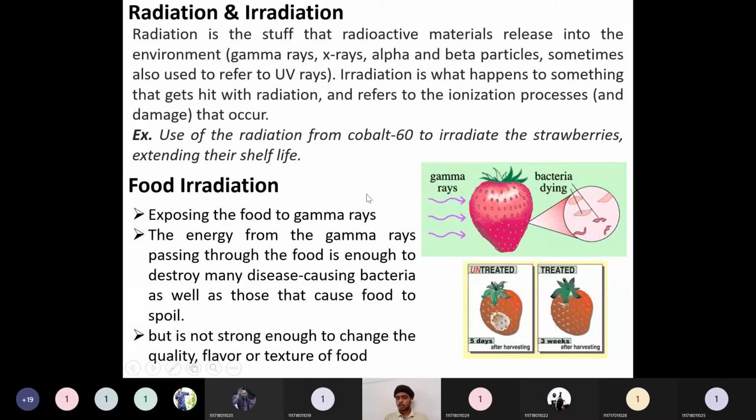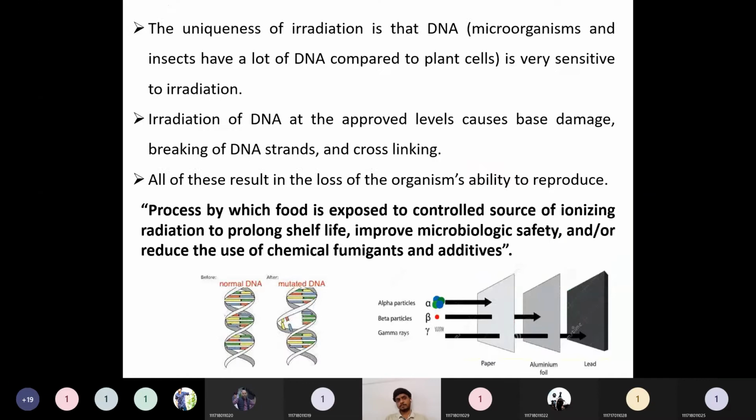But it is not strong enough to change the quality, flavor and texture of the food. This is very important, because heating some food will cause the bacteria to die, but in normal heating the strawberry texture will be destroyed, or its nutritional value or its flavor will be changed when we are directly heating it. But in food irradiation, the texture, flavor or quality of the food cannot be changed. It's the major advantage of the food irradiation process.